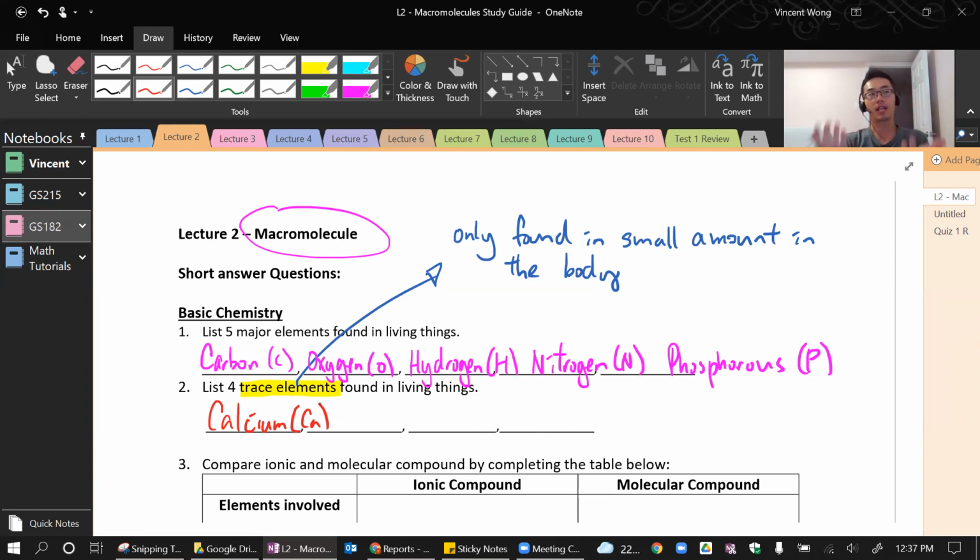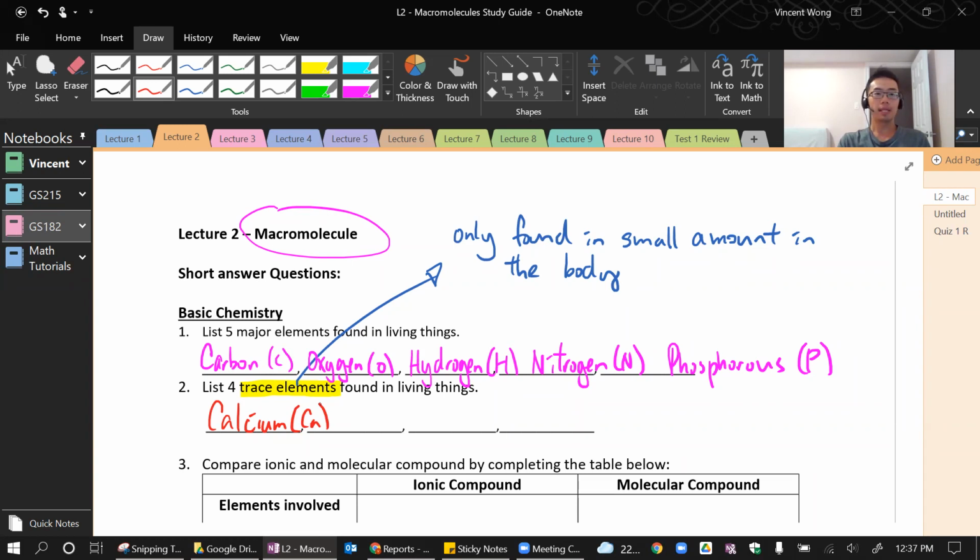Right? If you don't have enough calcium in your diet, maybe your bones will get weaker and you will get osteoporosis. So often the trace elements are a little bit tricky. Right? It's only going to be within a very narrow range. Too much or too little, that often will cause some kind of problem.